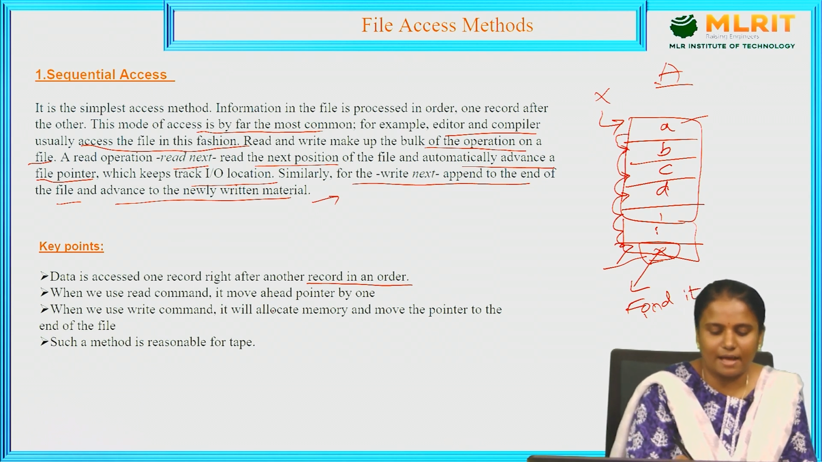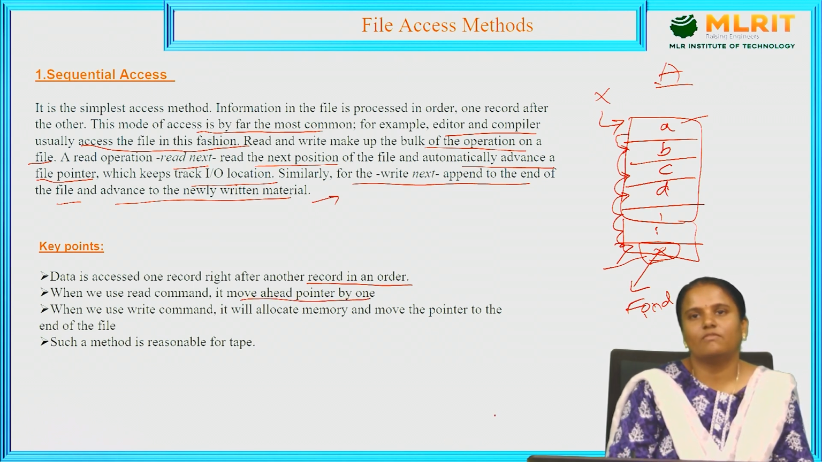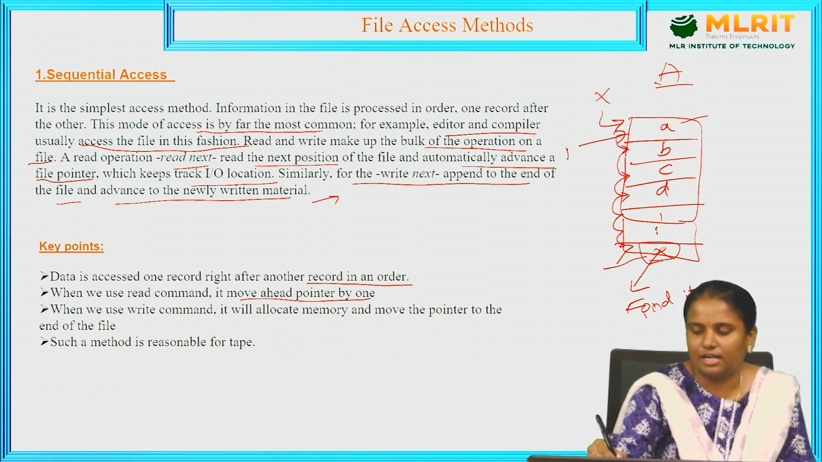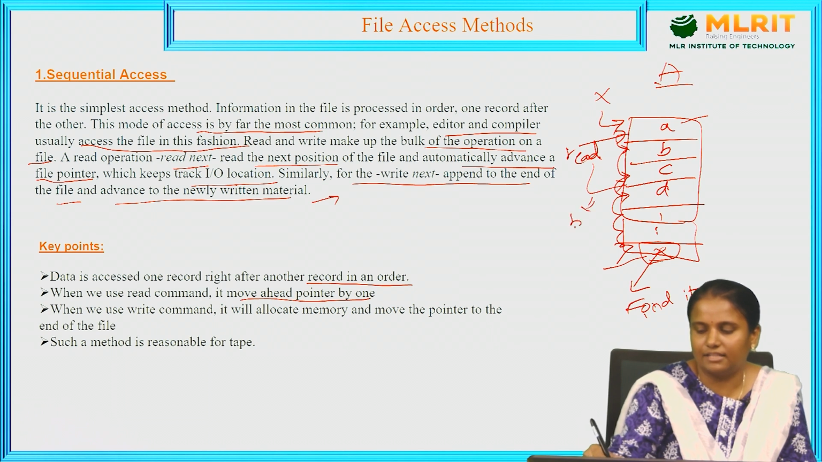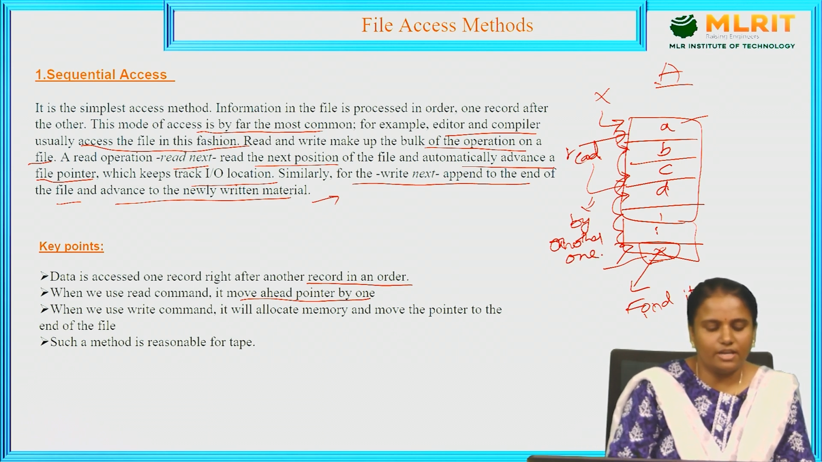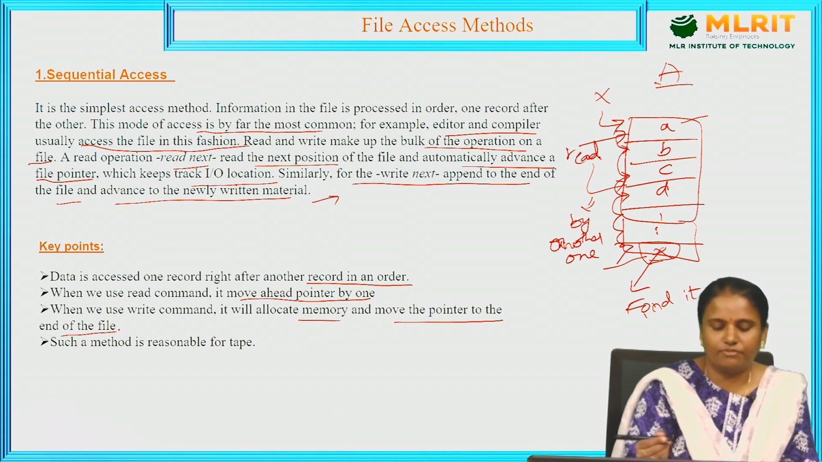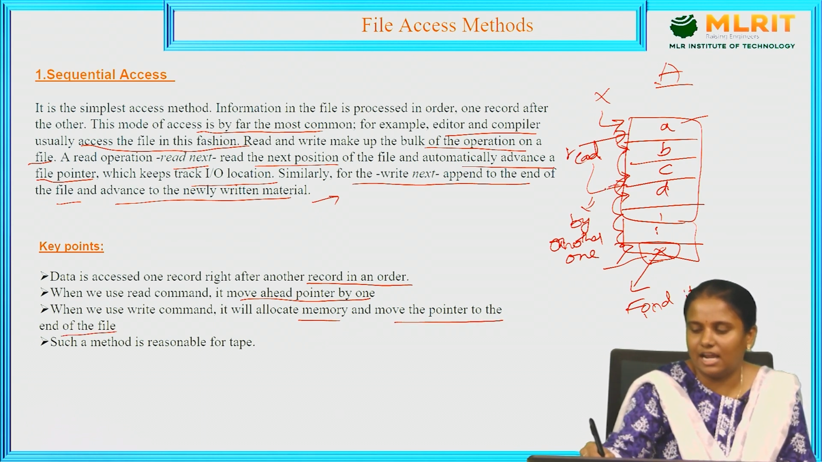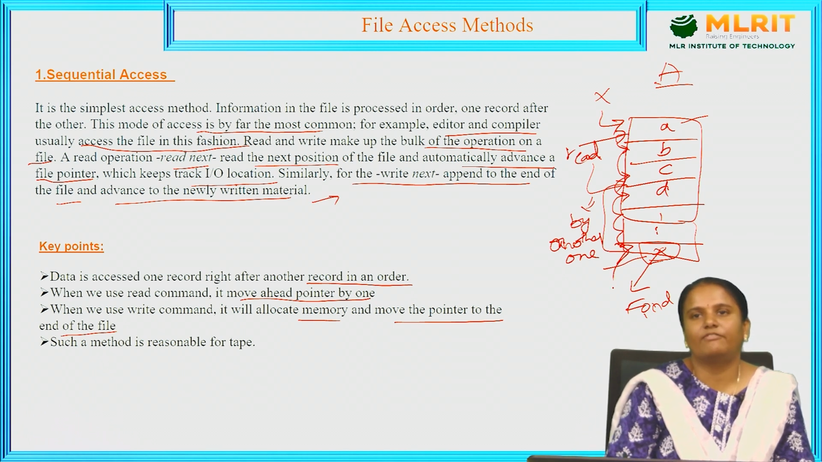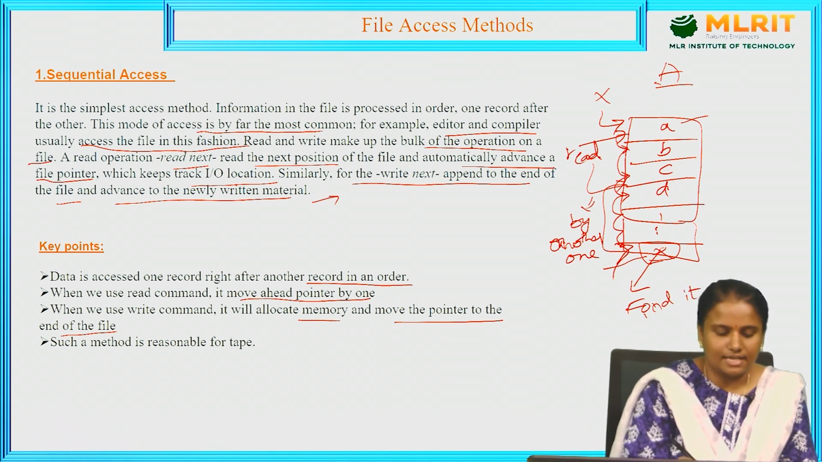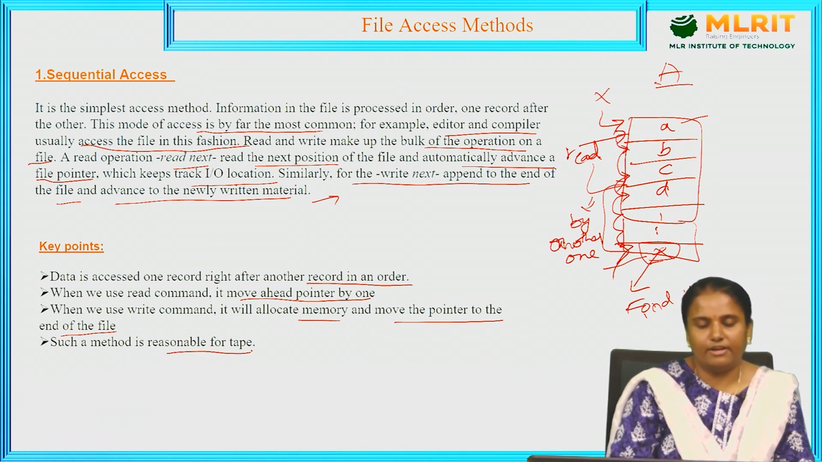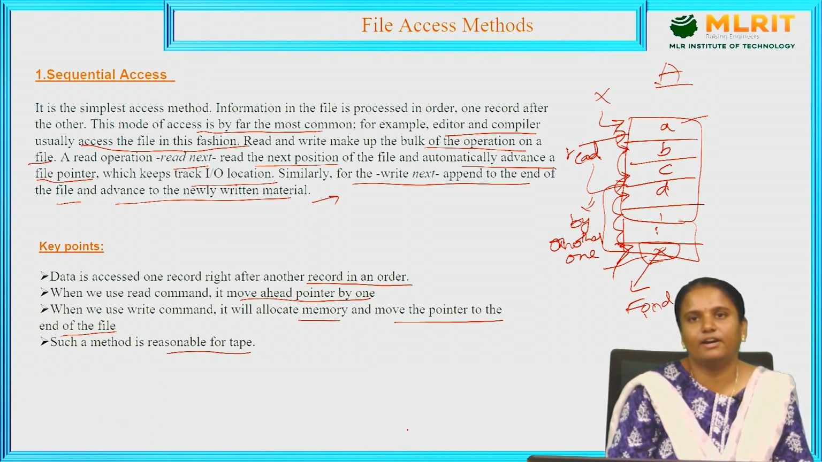When we use the read command, it moves the pointer ahead by 1. So when we are doing the read operation, it points to the next data, by another one. When we use the write command, it will allocate memory and move the pointer to the end of the file. So when we are doing a write operation, it directly goes to the end of the file and performs the write operation. Such a method is reasonable for tape.